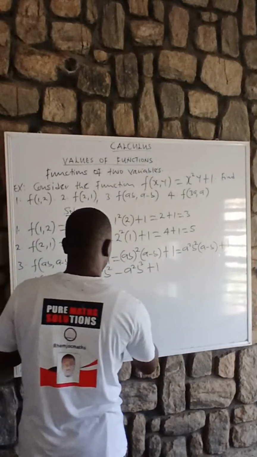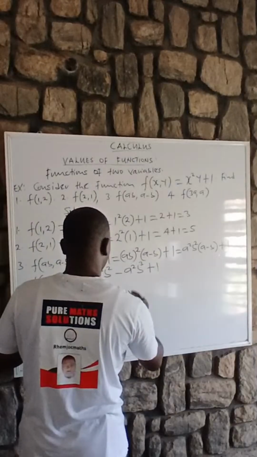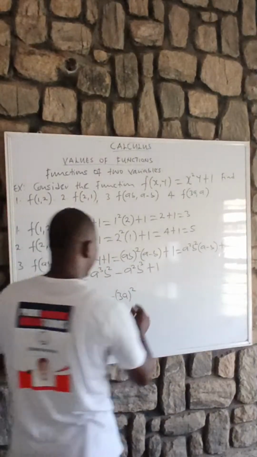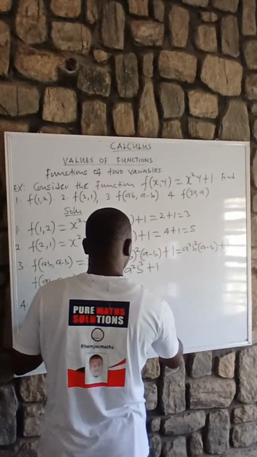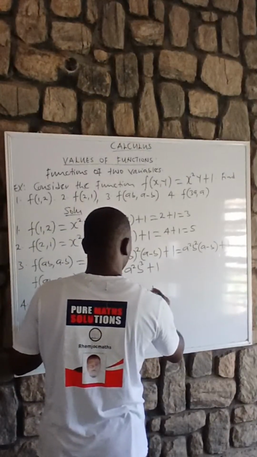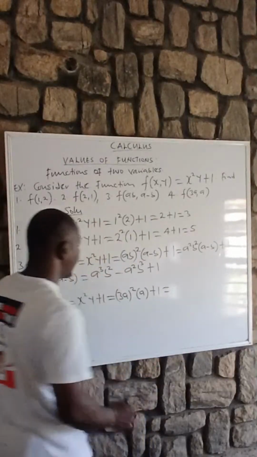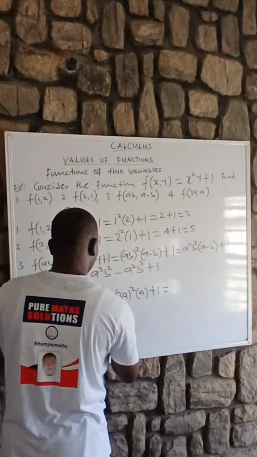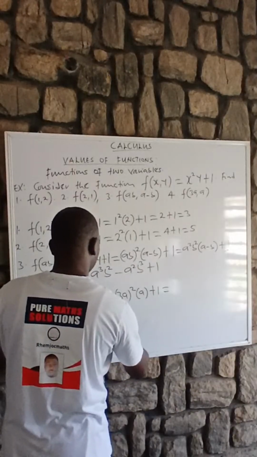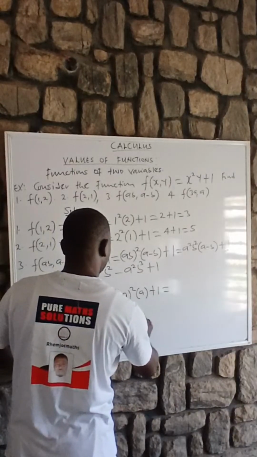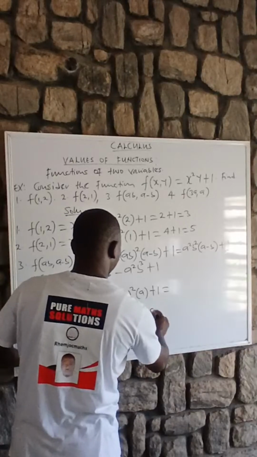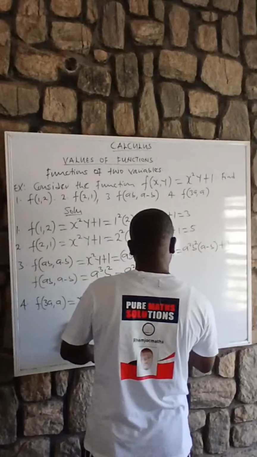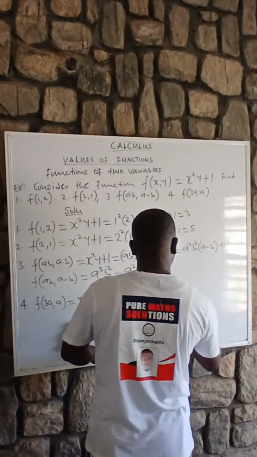So we write 3a in brackets, all squared, then y is a, so times a plus 1. This is equal to, note that if you have something like this, 3a all squared is the same as 3a times 3a. Do you agree with me? And this will be 9a squared.